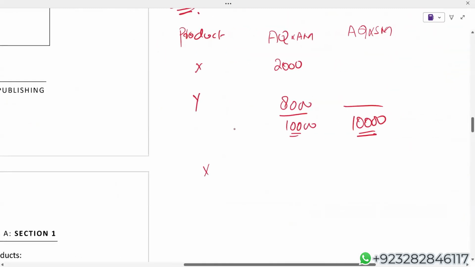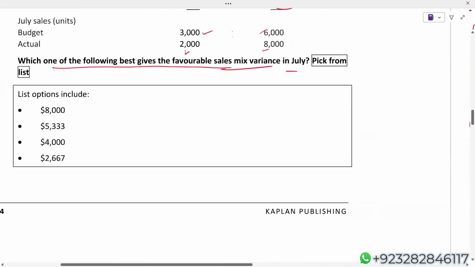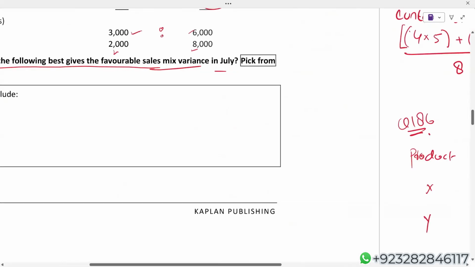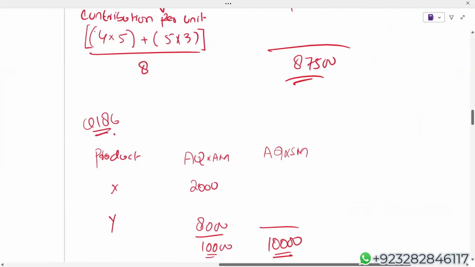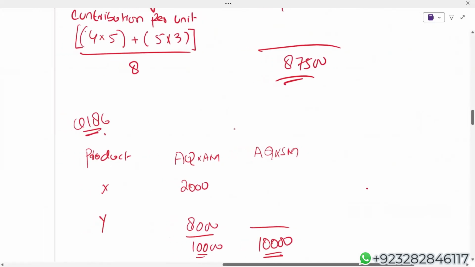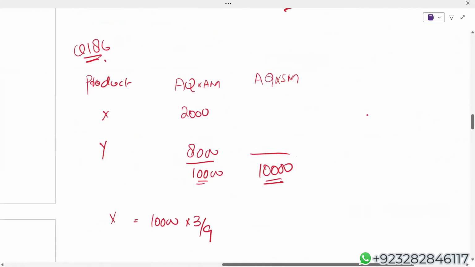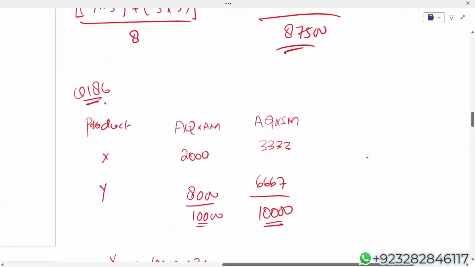Which means that 10,000, 3/9. Here's the ratio 3,000, 6,000. So you can say 3:9. 3:6 means the ratio is 3:6, so 3/9. Let's see how much we are getting. 10,000 times 3/9 is 3,333. So obviously here I'll get 6,667. Okay, fine. Now let's go for the difference.